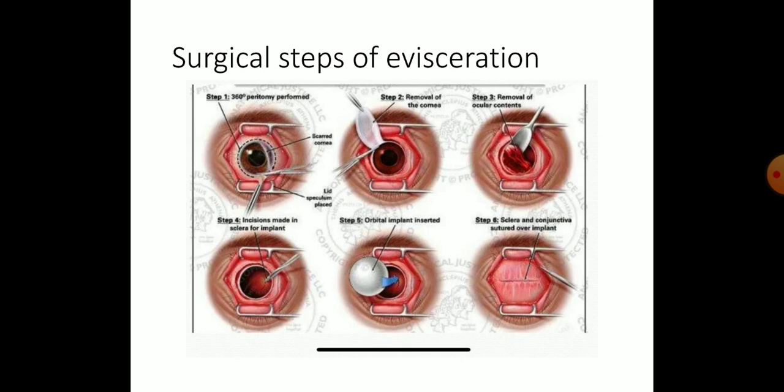So there is a peritomy, that means of the conjunctiva. Then you remove the cornea, remove the ocular content, you scoop out the content. You can implant an orbital implant, with sclera and conjunctiva sutured over the implant. So that's about endophthalmitis and panophthalmitis difference. Symptoms and signs are very common, seen in some other conditions like conjunctivitis or uveitis, almost similar to that. Then what classification can you have? Infectious, non-infectious. Infectious can be exogenous, endogenous infection. What are the conditions where evisceration is done?